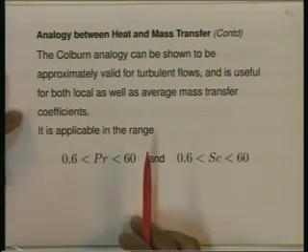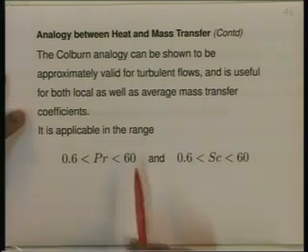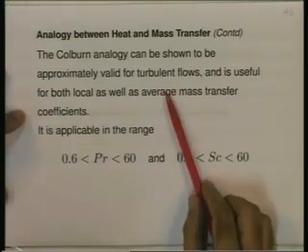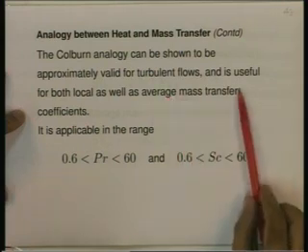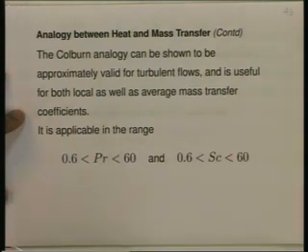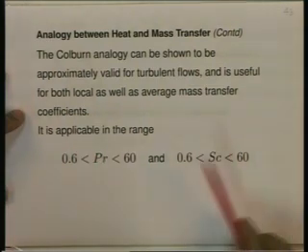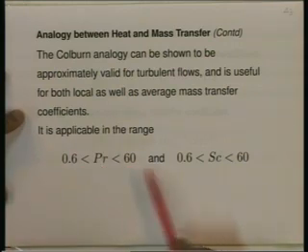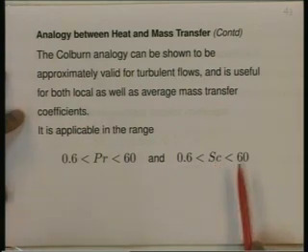To what extent is the Colburn analogy applicable? It can be shown using some elementary properties of turbulent flows that the Colburn analogy is approximately valid for turbulent flows and is useful for both local as well as average mass transfer coefficients. It is applicable in the range of Prandtl number between 0.6 and 60 and Schmidt number between 0.6 and 60.